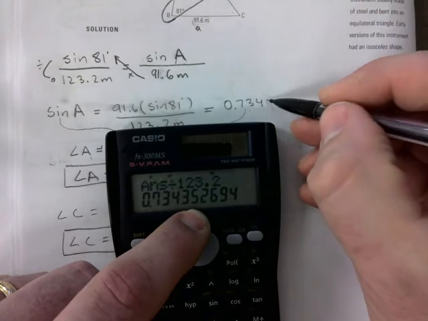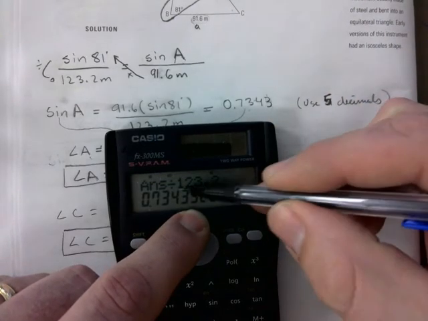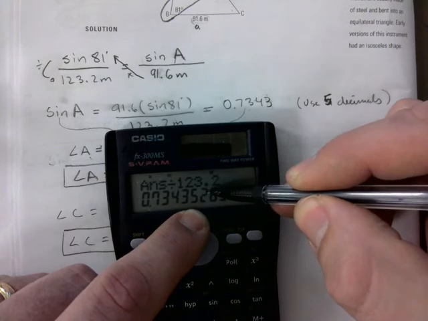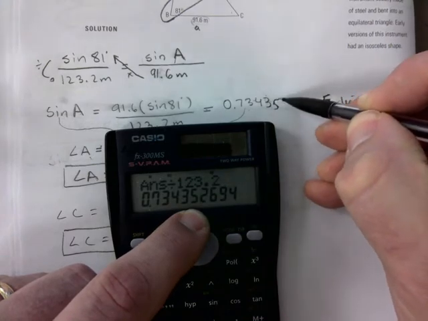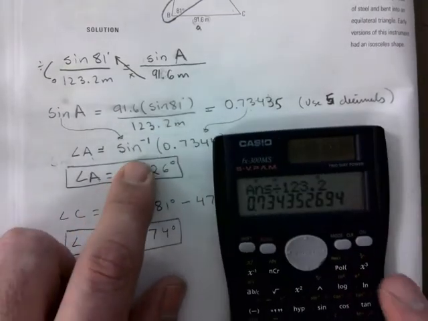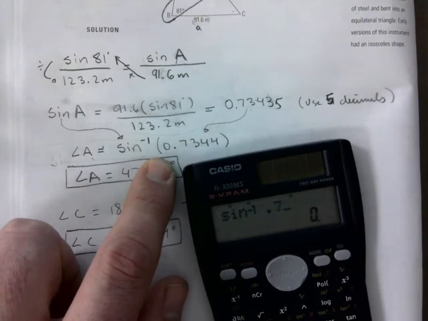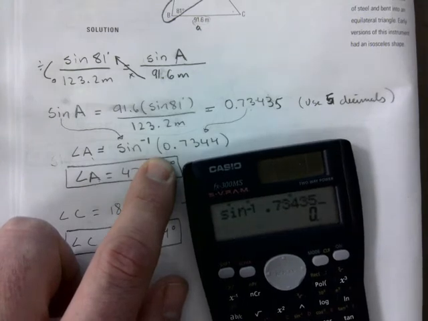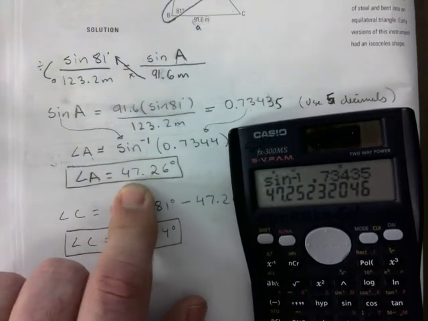So I keep everything, right? 4 decimals, and then the fifth you have to see what you're going to round it to, and it stays 5 because there's a 2 next to it. And let me just try that here. Sine inverse of 0.73435. Yeah, that gives me 47.25.